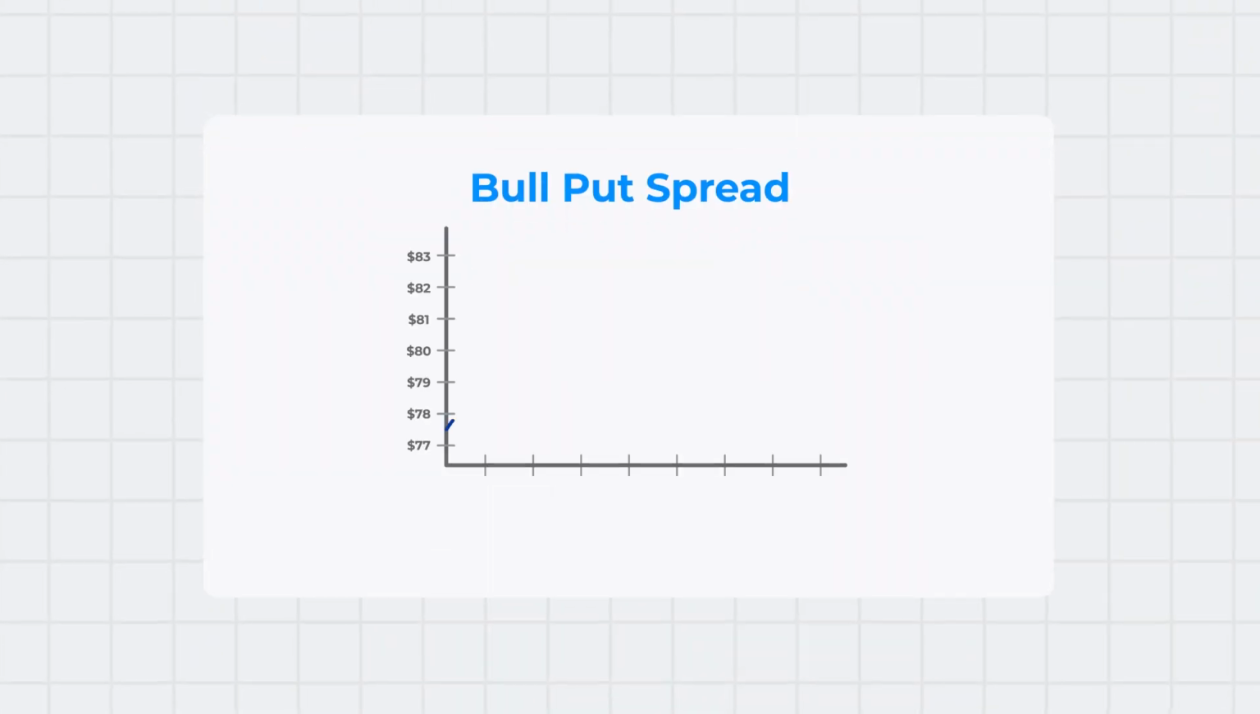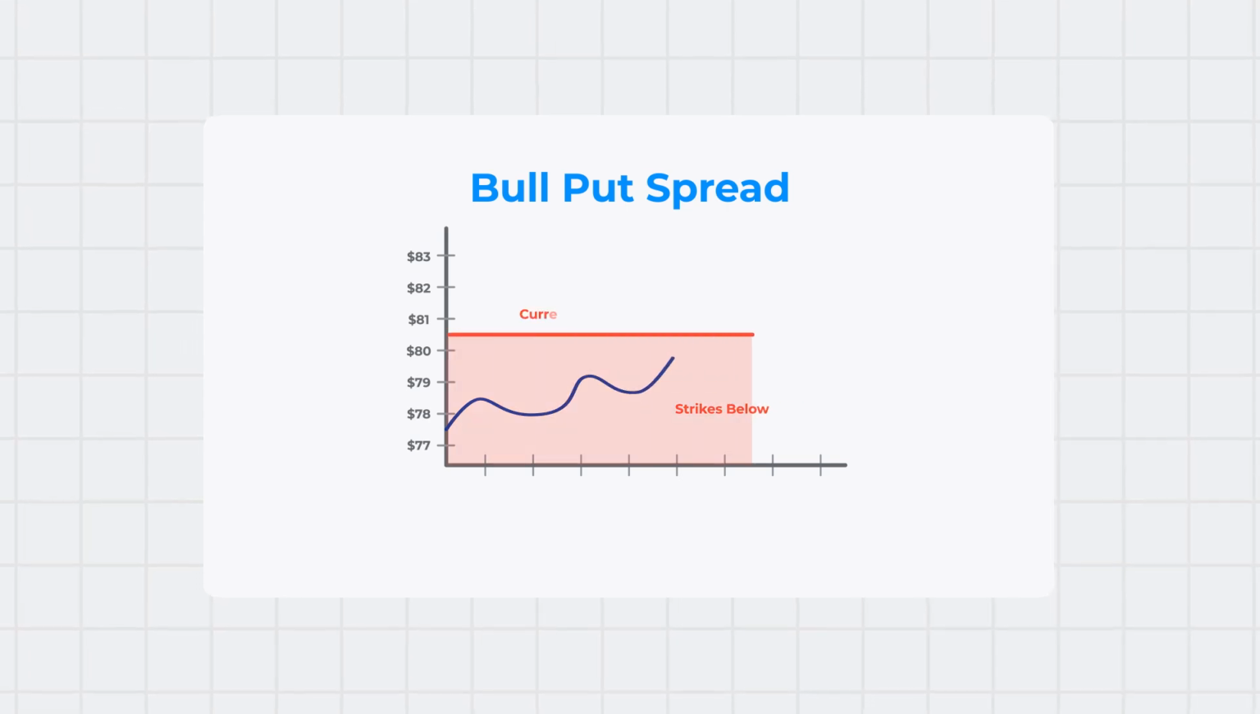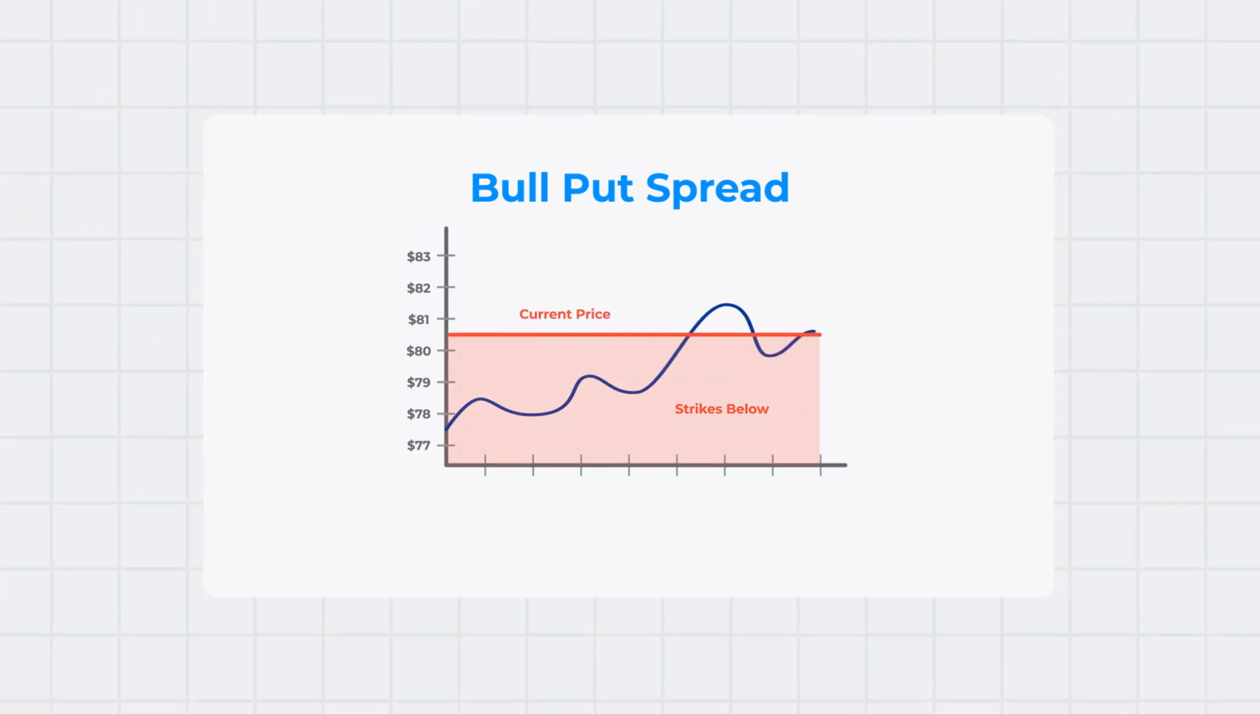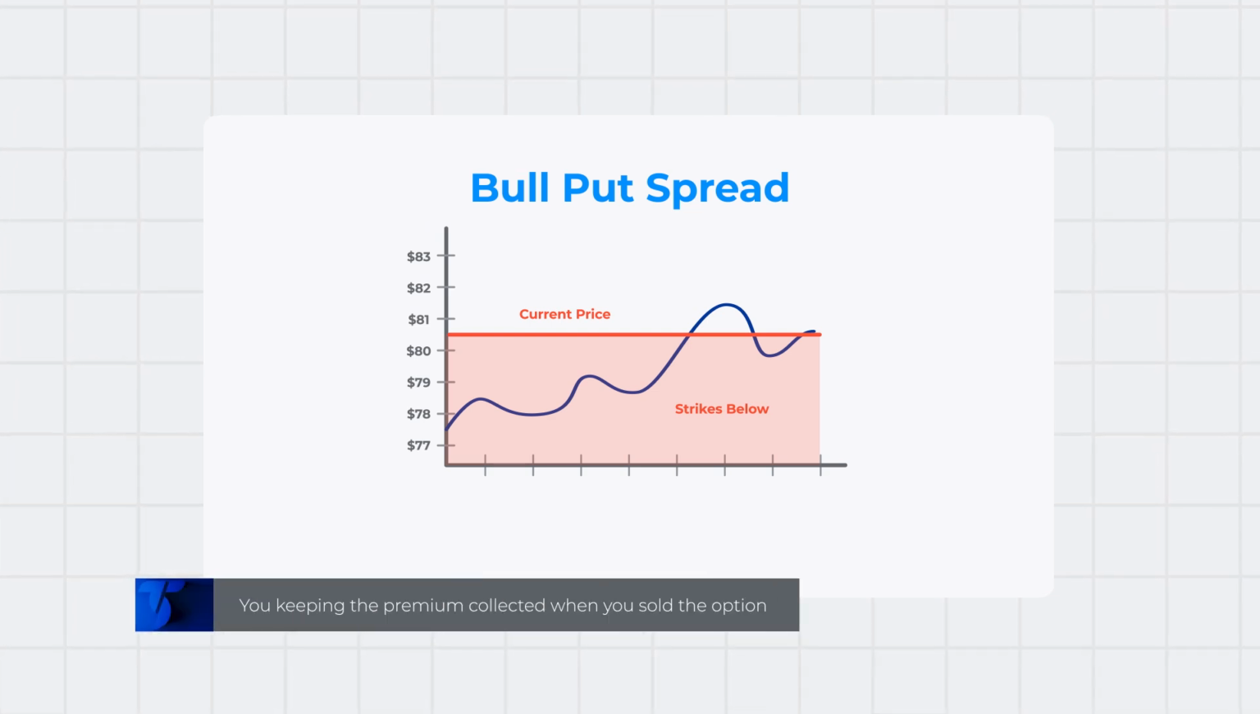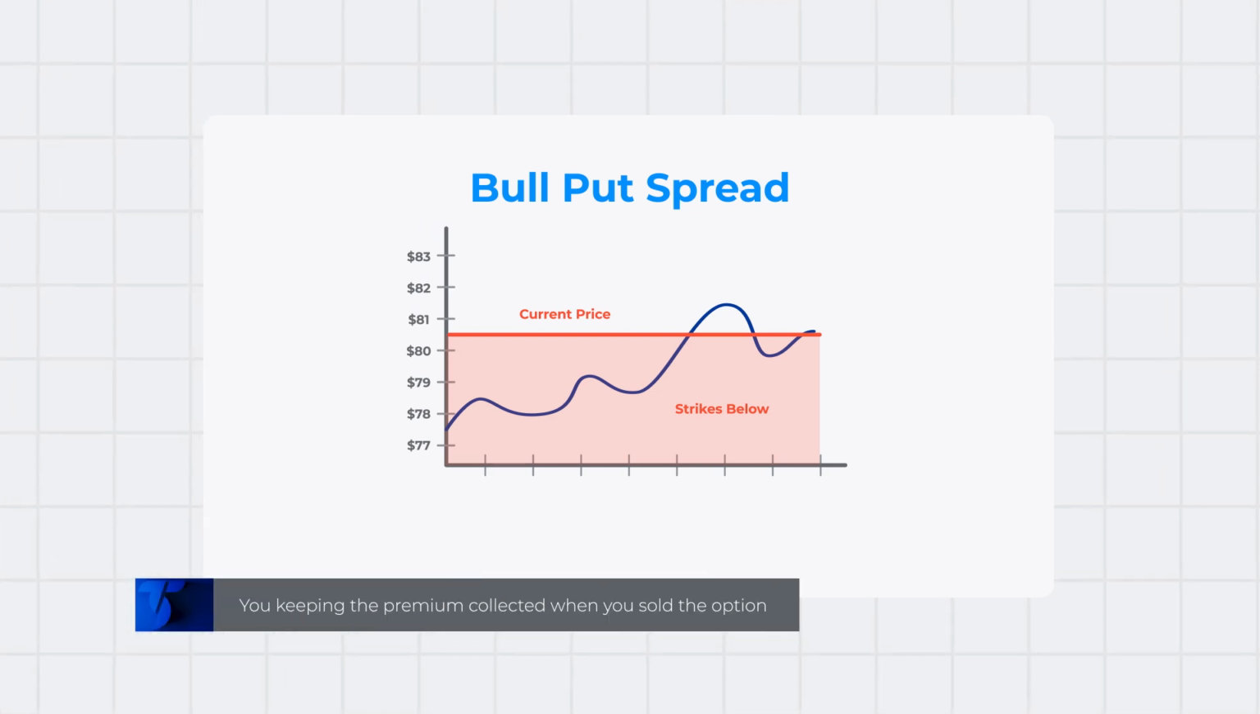For the short put option, choose a strike price below the current underlying price to increase the likelihood of the option expiring out of the money. This would result in you keeping the premium you collected when you sold the option.